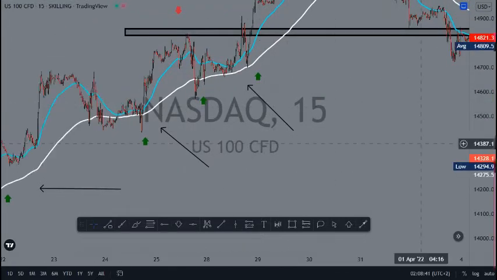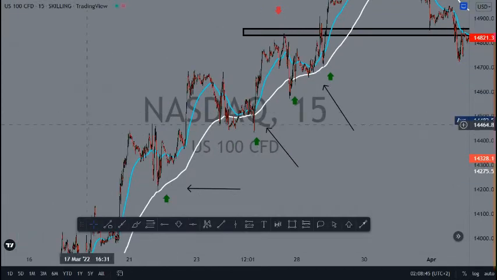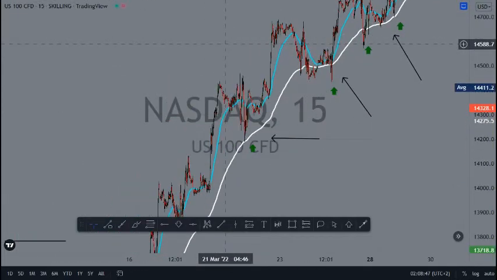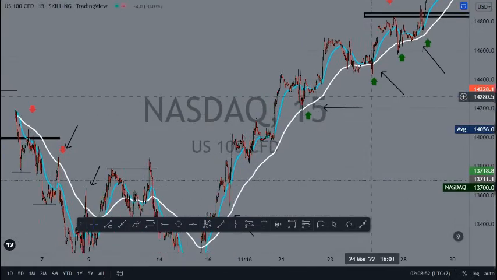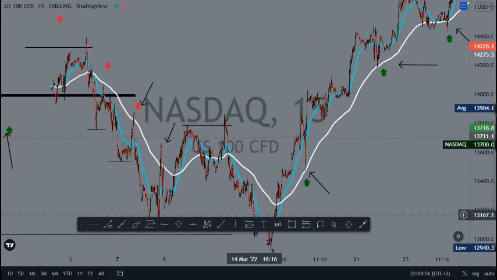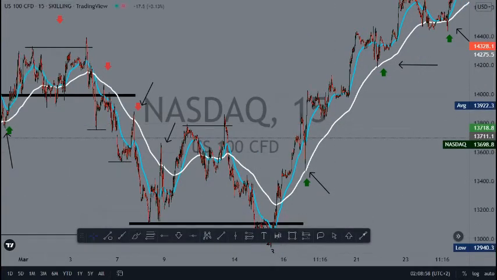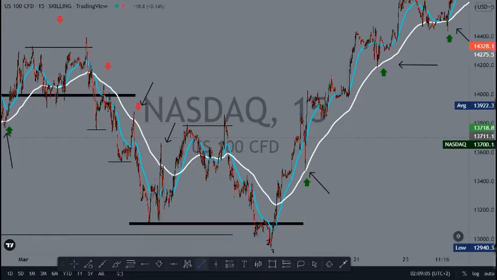That was an example of a downtrend. Now let's look at the example of an uptrend. So if we see here, we had our peak formation. This was our peak formation. We got a very nice W.